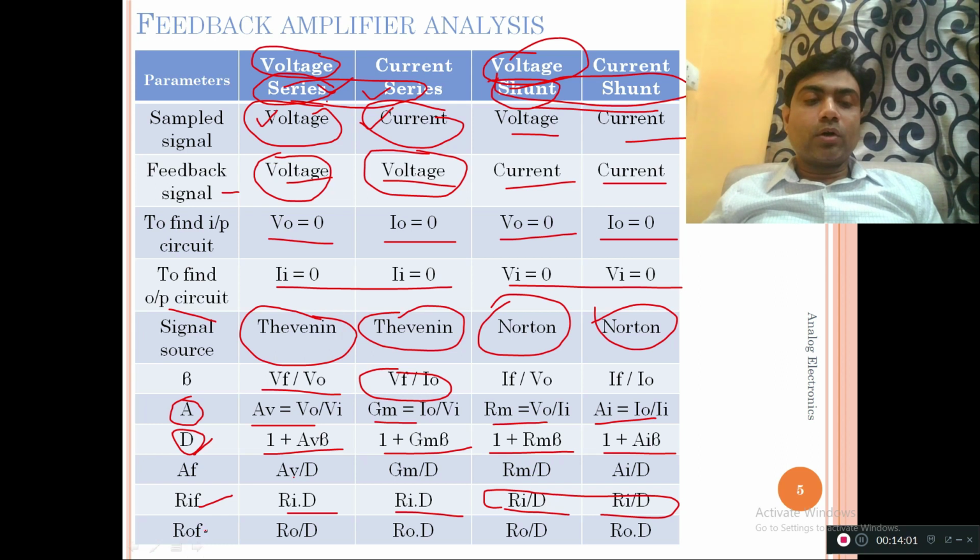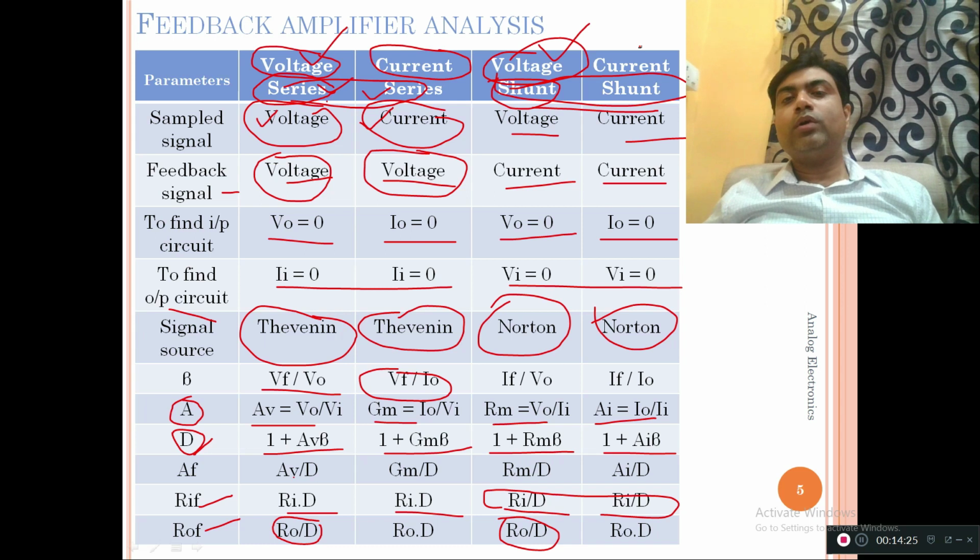Similarly, if I talk about the ROF value, here it is RO upon D and here it is also RO upon D. What kind of sampling are we adopting? Look here, RO upon D, voltage sampling; here it is also voltage sampling. So if I am sampling the voltage, RO is always going to be decreased. And if I am sampling the current, look at column number 2 and column number 4. When current sampling is done, RO is always going to be multiplied.